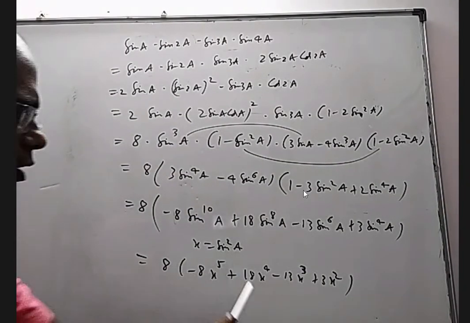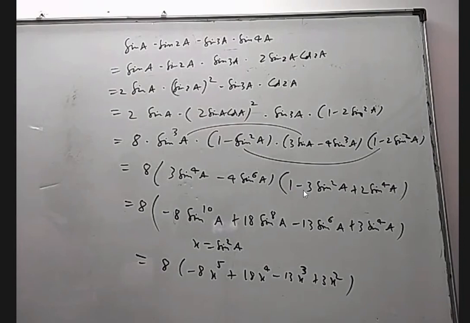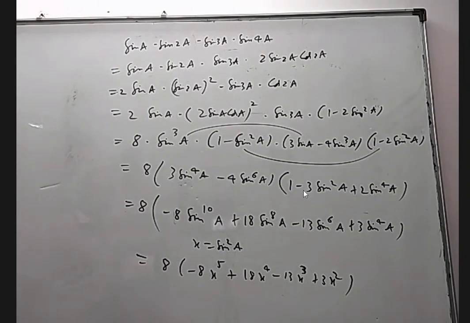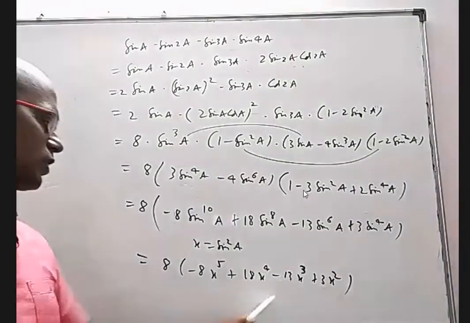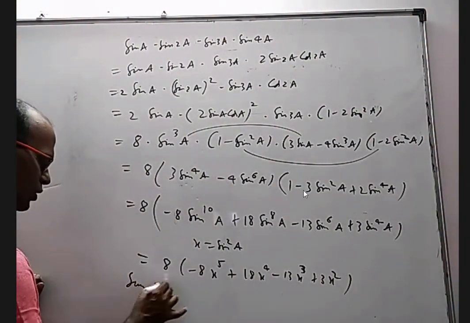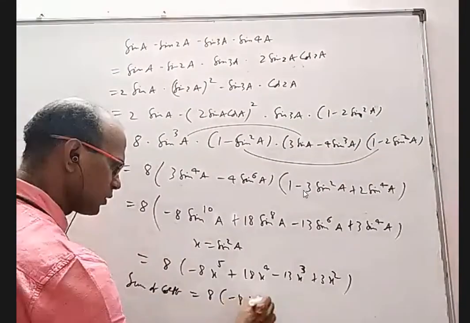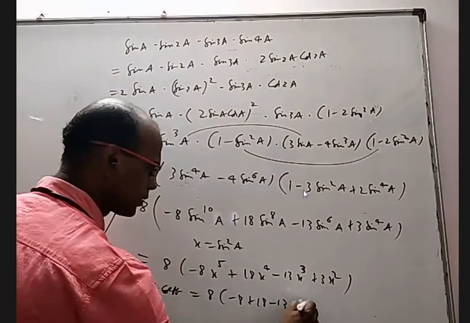What is the sum of all these coefficients? Not 168. It is 0, because this is 21, this is minus 21, so 0. Okay, so the sum of coefficients is equal to minus 8 plus 18 minus 13 plus 3, which is 0.